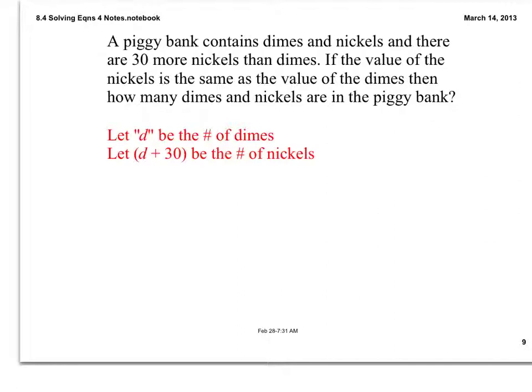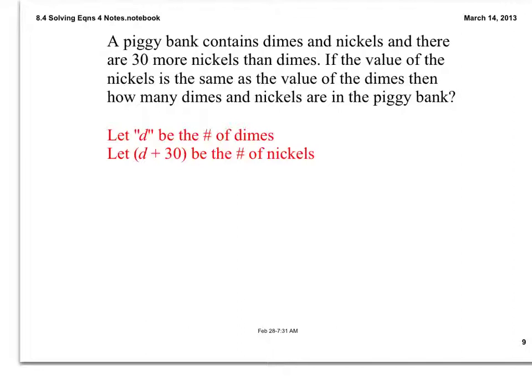Alright, two problems to work through. The first one is another piggy bank problem, just like you saw in the 8.3 provincial exam questions. For this one, it'll be hopefully a little bit simpler than that. A piggy bank contains dimes and nickels, and there are 30 more nickels than dimes. If the value of the nickels is the same as the value of the dimes, then how many dimes and nickels are in the piggy bank?